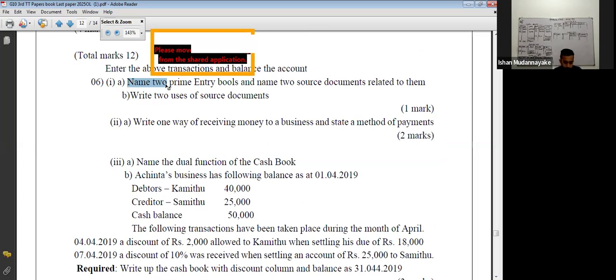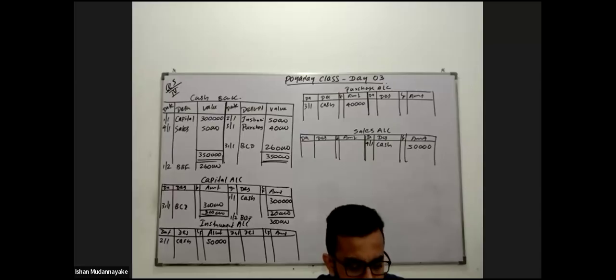Right. You can do it. You can do it. 2 primary books and 2 source documents. You can do it. Right, students? I think you have written the answer.